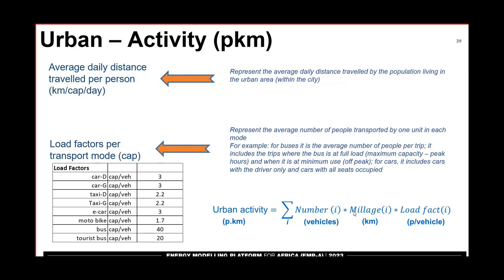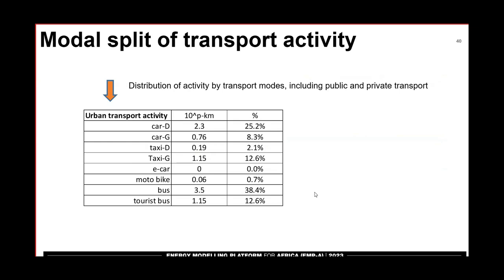And again, in case we don't have certain information, we can also estimate this urban activity by using the average load factor, the annual mileage of these cars, and the number of vehicles of each transportation mode. By multiplying all this, we will have the urban activity of each transportation mode, and summarizing everything, we will have the total urban activity in the whole country. When we have this activity per transportation mode, we can again calculate the fraction of each one, which will be the contribution of each transportation activity to the whole transportation activity. That is what the model is calling the modal split.